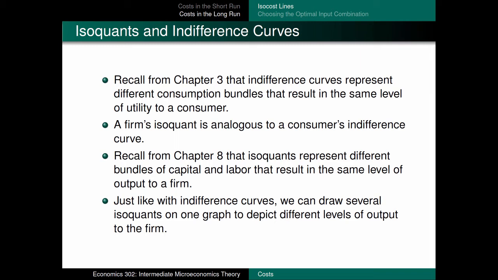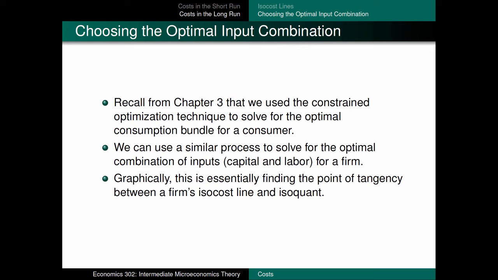In Chapter 8, we discussed how the isoquant is a convex curve in which the different points along the same isoquant lead to an equal amount of production. Remember that we used the constraint optimization problem to maximize a consumer's utility given his or her budget constraint back in Chapter 3.